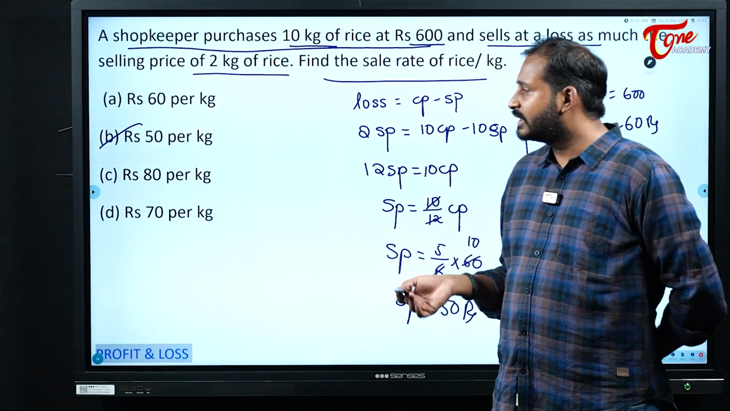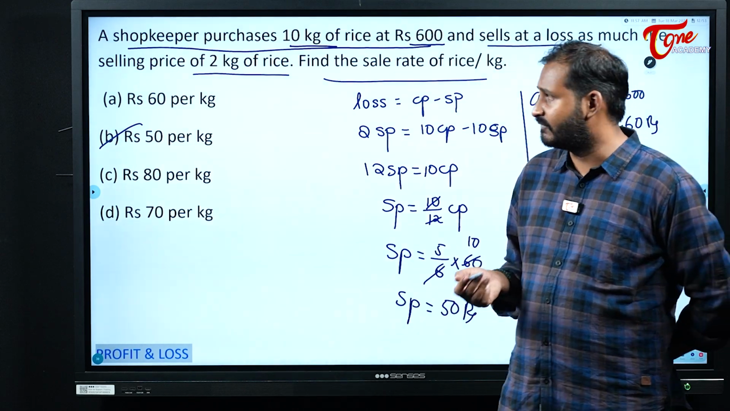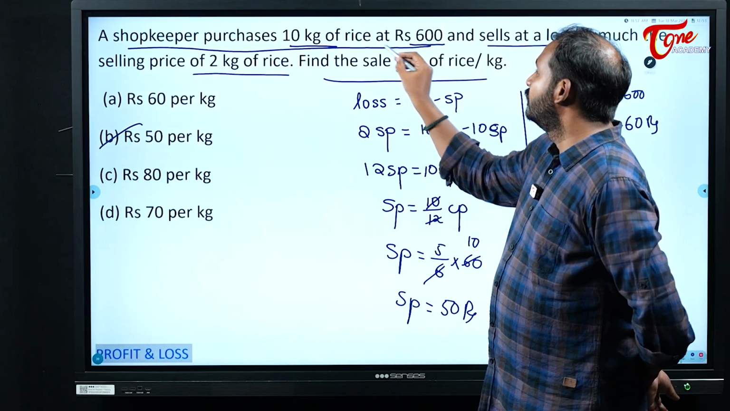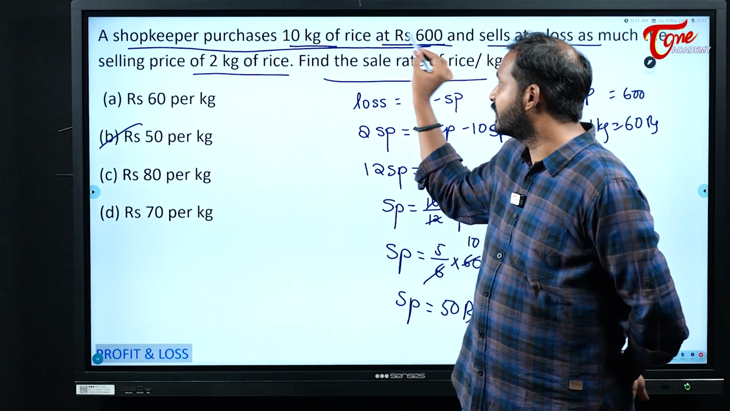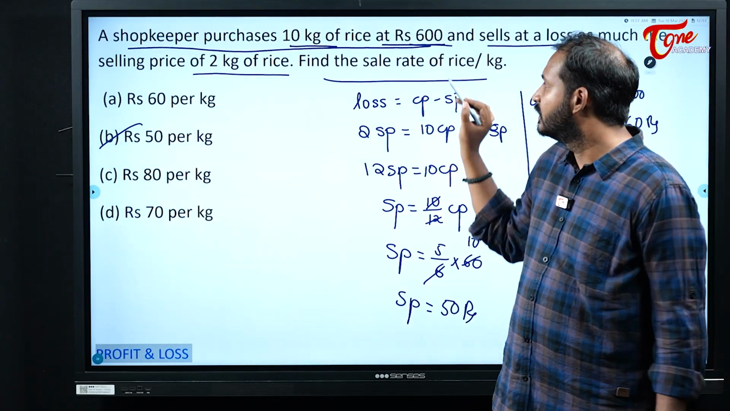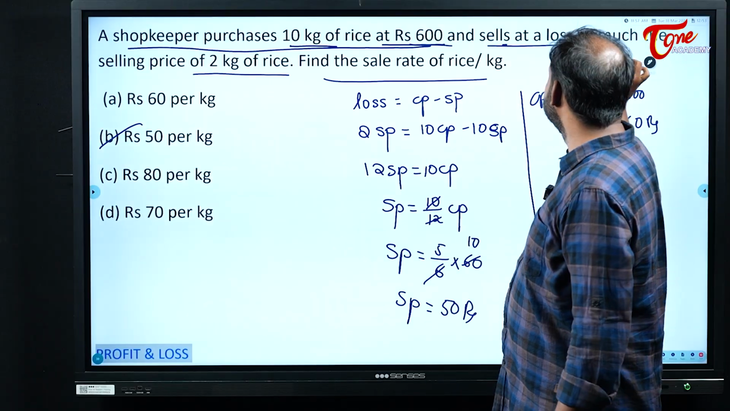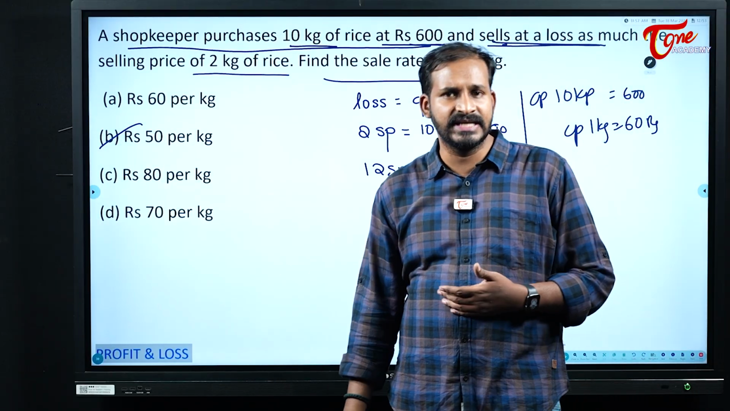Okay, and one more thing, very simple. By seeing the options also we can decide the answer for this question. What is the reason? What is the cost price of 1 kg of rice? 60 rupees. By reading the question itself I can say he purchased 10 kgs for 600, which means 1 kg becomes 60 rupees. Now, he sells at a loss, right? So your answer will obviously be less than 60.